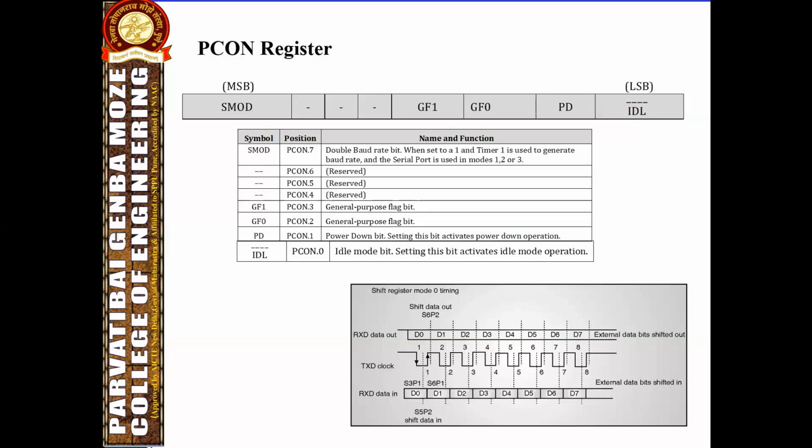The baud rate for mode 2 is fixed and can be expressed as 2^SMOD divided by 64 times the clock frequency. Mode 3 is similar to mode 2, except that in mode 3 the baud rate is determined as in mode 1 using Timer 1.